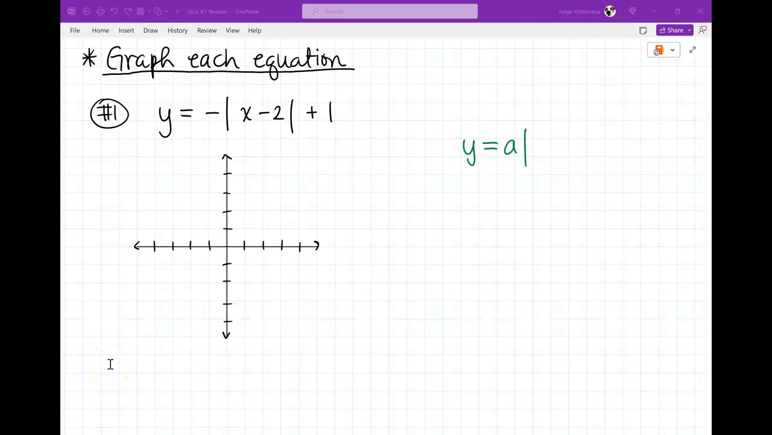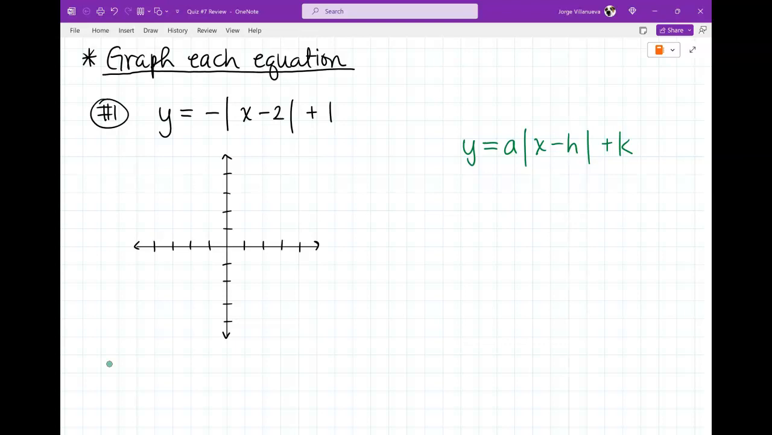y equal to a absolute value of x minus h plus k. Remember, a is your slope, and it tells you whether it opens up or down, right? Positive a opens up, negative a opens down, okay? But a tells you your slope, rise over run, maybe fall over run. h tells you whether you should move left or right. If it looks like a negative h, then you're moving to the right. If it looks like a positive h, you're going to the left.